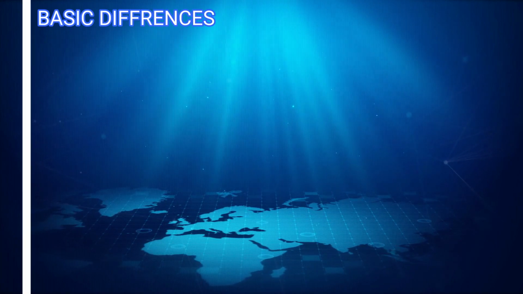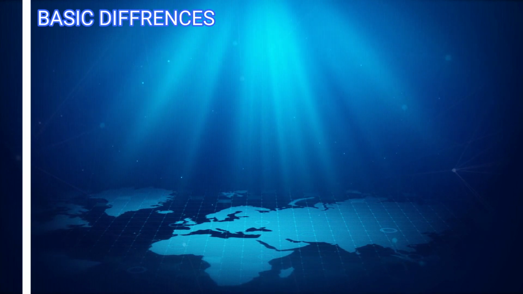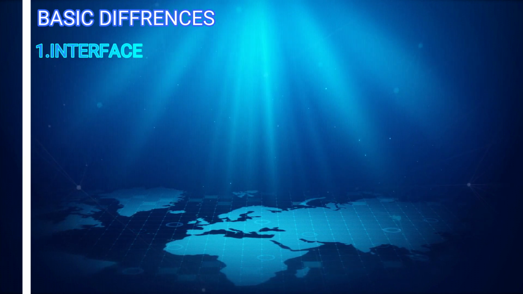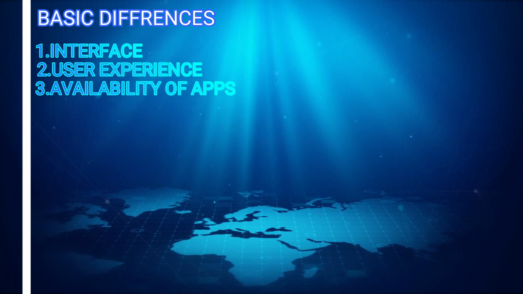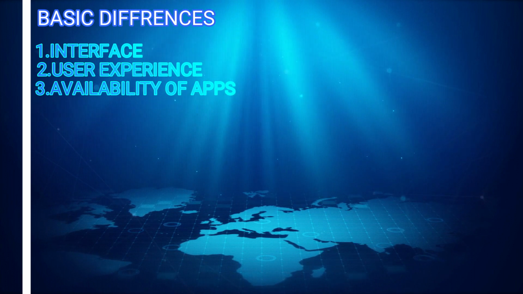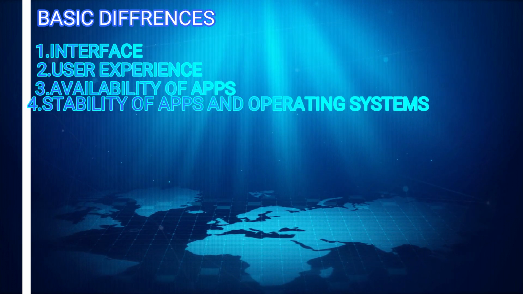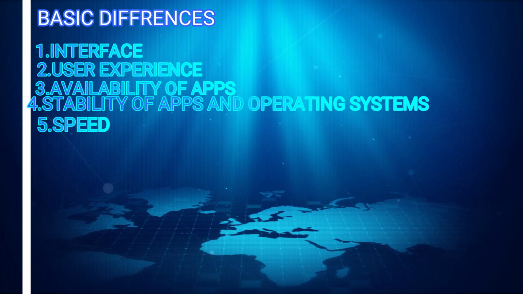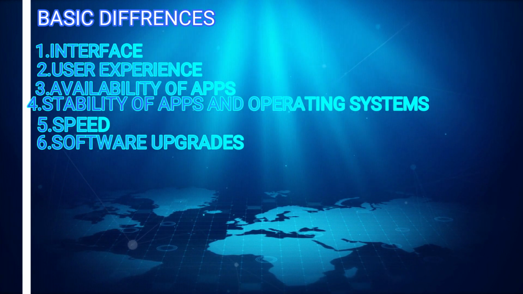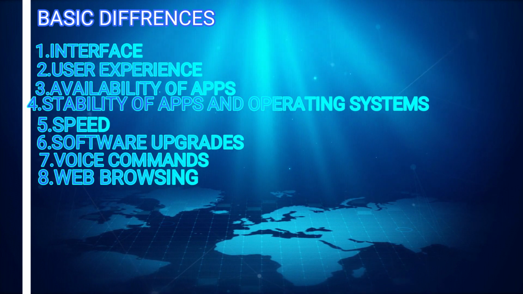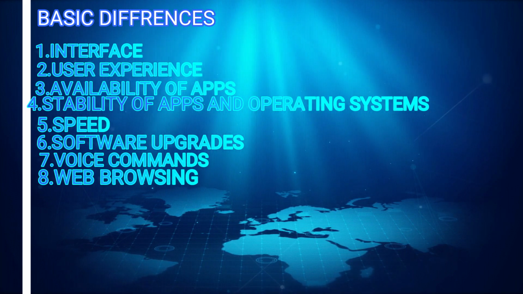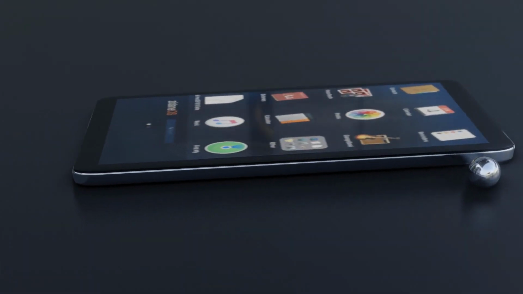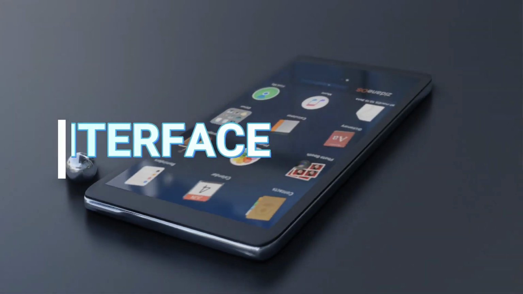In this video, we are going to talk about the basic differences between iOS and Android, such as interface, user experience, apps available on iOS and Android, stability of apps on Android and iOS, and the operating systems' speed, software upgrades, voice commands, web browsing, and last but the most important, security and privacy. So without wasting time, let's start with interface.